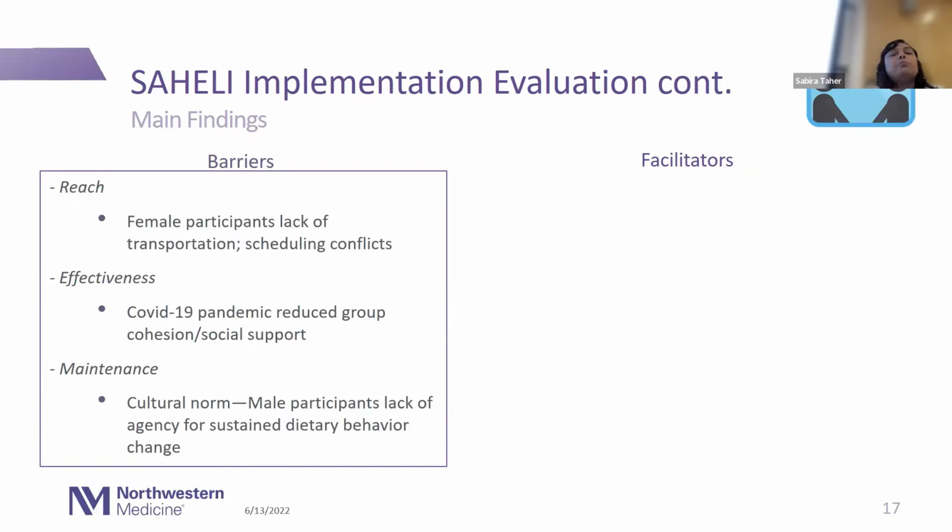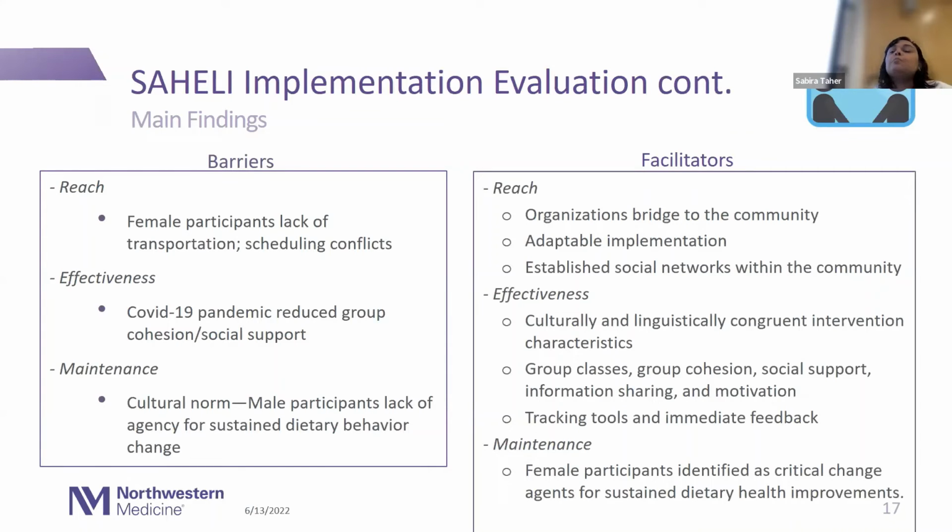So they were unable to sustain some of the healthy changes they'd made at the beginning of the program. Some of the facilitators that were identified were that organizations were a bridge to the community, in the sense that they had already established relationships with the community. And so there was a certain level of trust already there, and it really enhanced reach and acceptability.